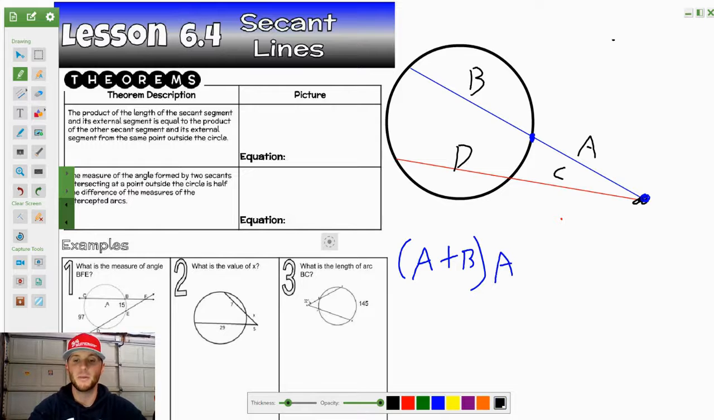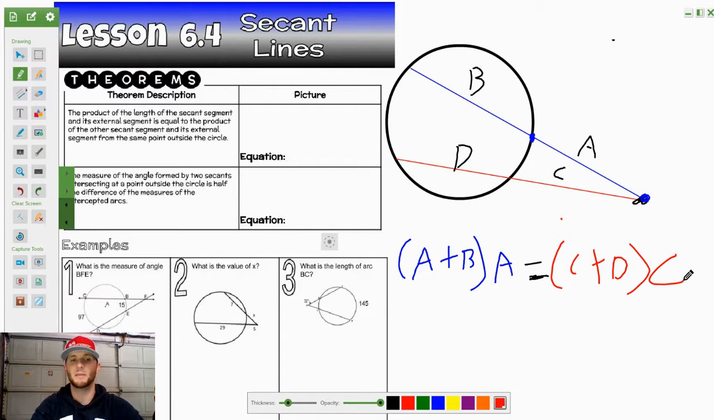And then that is going to be equal to the same thing for the other one. So I'm going to do that one in red. What that means is I'm going to take C and D and add those together, and then I have to multiply by the segment outside of the circle, so outside the parentheses. The segment outside the circle of the red is going to be segment C. So I have to multiply this.